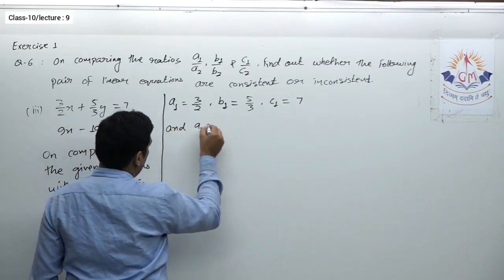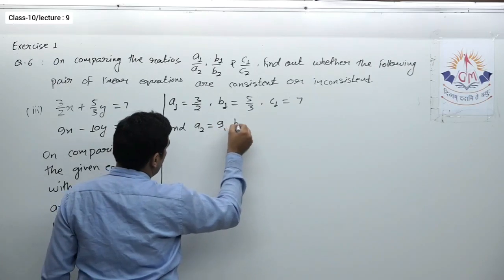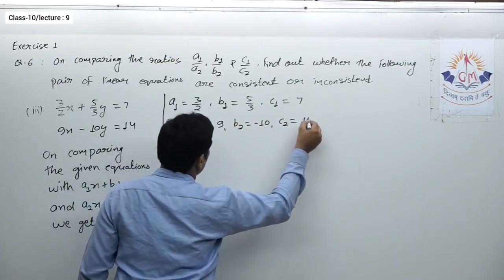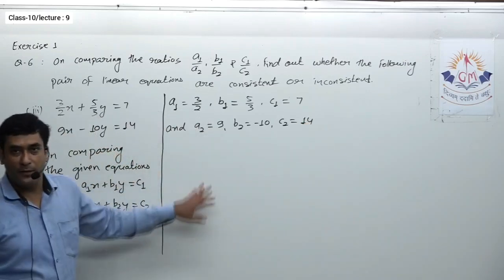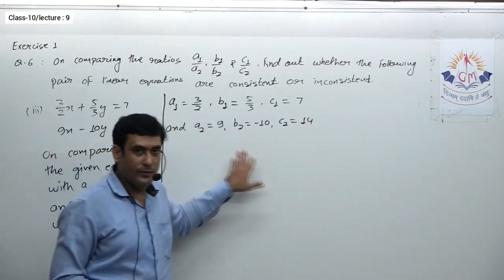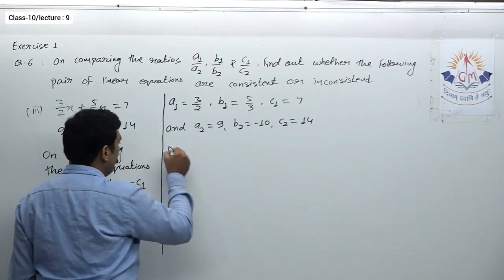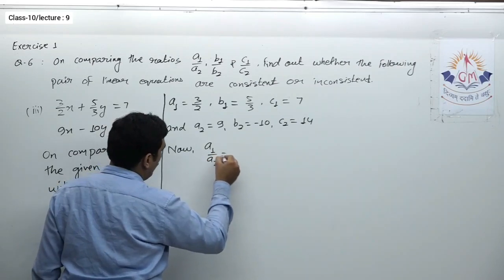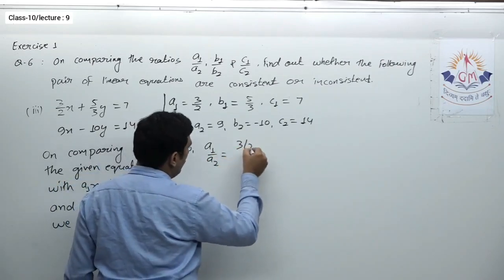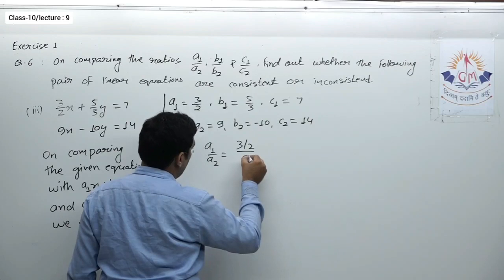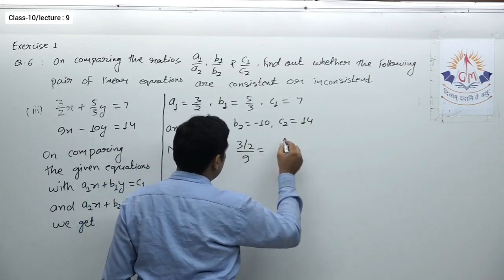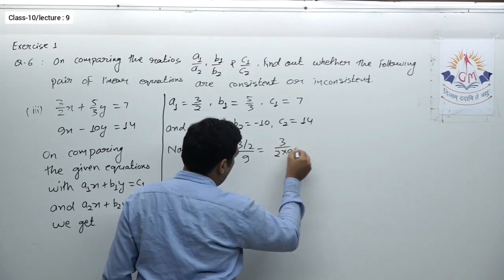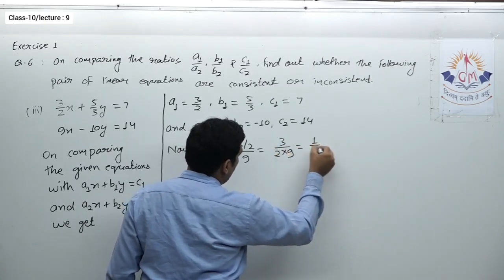Also we get a2 is equal to 9, b2 is equal to minus 10, and c2 is equal to 14. Okay, after obtaining the values of a1, b1, c1, a2, b2, c2, now we find a1 upon a2 and b1 upon b2 first. So a1 upon a2 is equal to 3 upon 2 upon 9, that is 3 upon 2 multiplied by 9. So here I can cancel, so 1 upon 6.